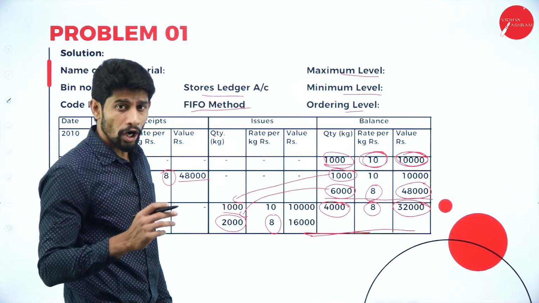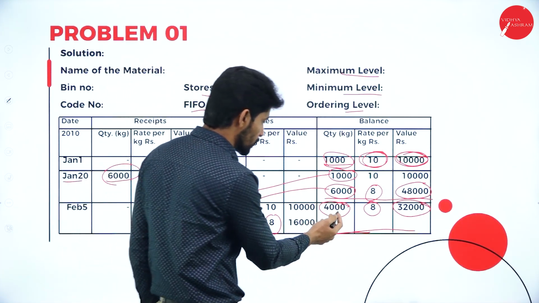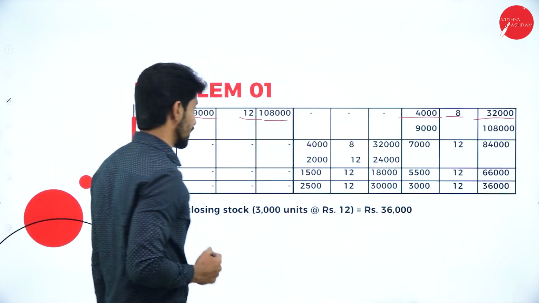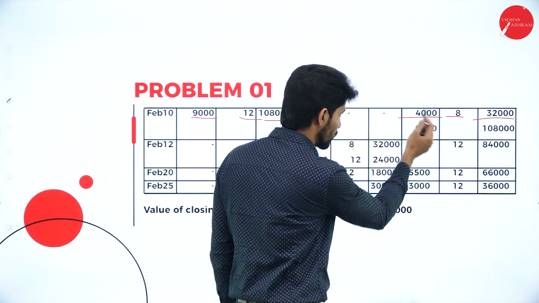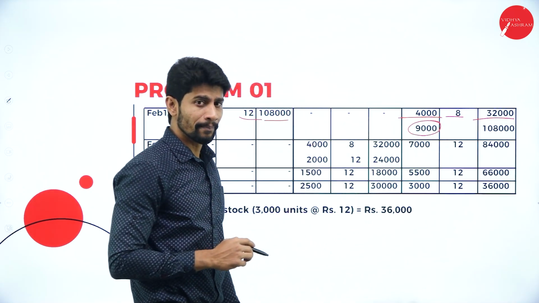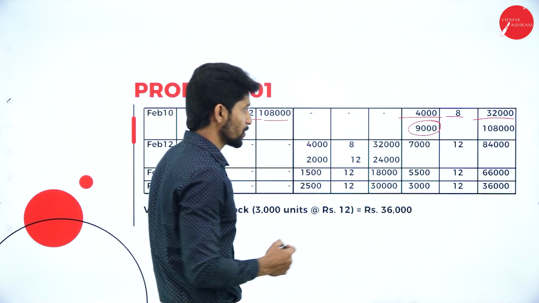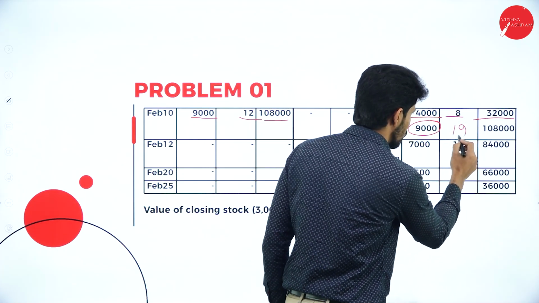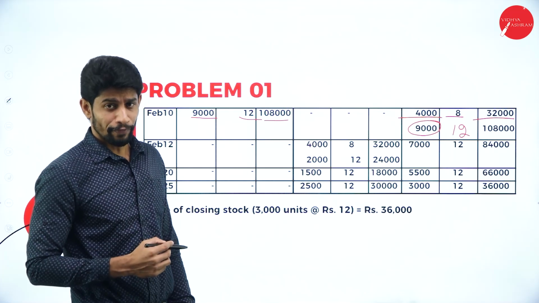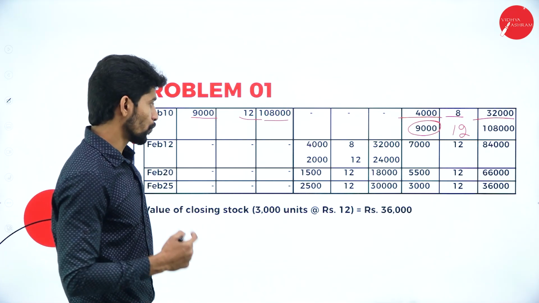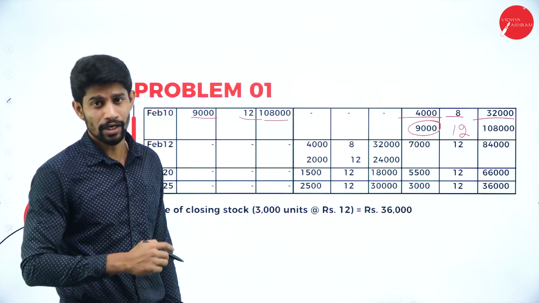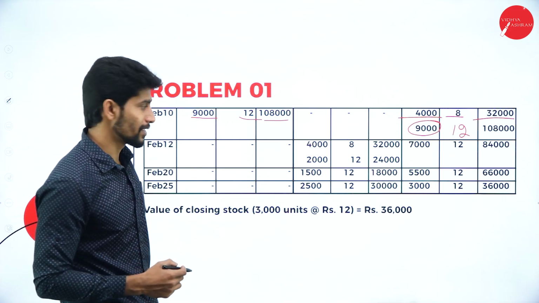Here you can see on 5th Feb we have the balance of 4,000 units. The same one we are showing here on 10th Feb. So first show 4,000 balance. Next show the recently purchased 9,000 balance. So what is the price we purchased? We purchased at 12 rupees per kg. Next, on 12th Feb we have an entry. So what is the entry on 12th Feb? Issued 6,000 units.